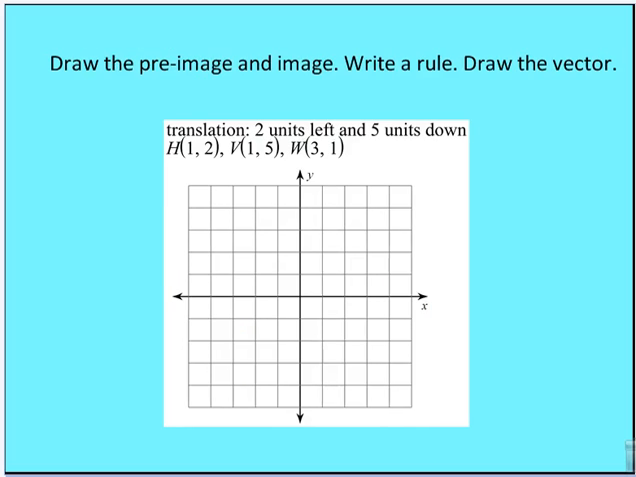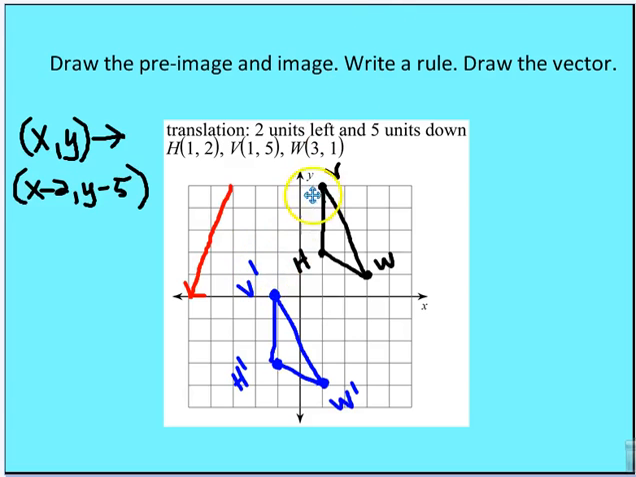Right, so we're going to draw the pre-image and the image. So here is the pre-image, then here's the command. You're going to draw the image, write the rule, and draw the vector. I'm going to pause here. All right, so V becomes V prime. Our rule is x minus 2, y minus 5. So 2 units left, minus 2, 5 units down, minus 5. Here's my vector, V prime, H prime, W prime. I'm not providing you with the coordinates. You can figure that out on your own.